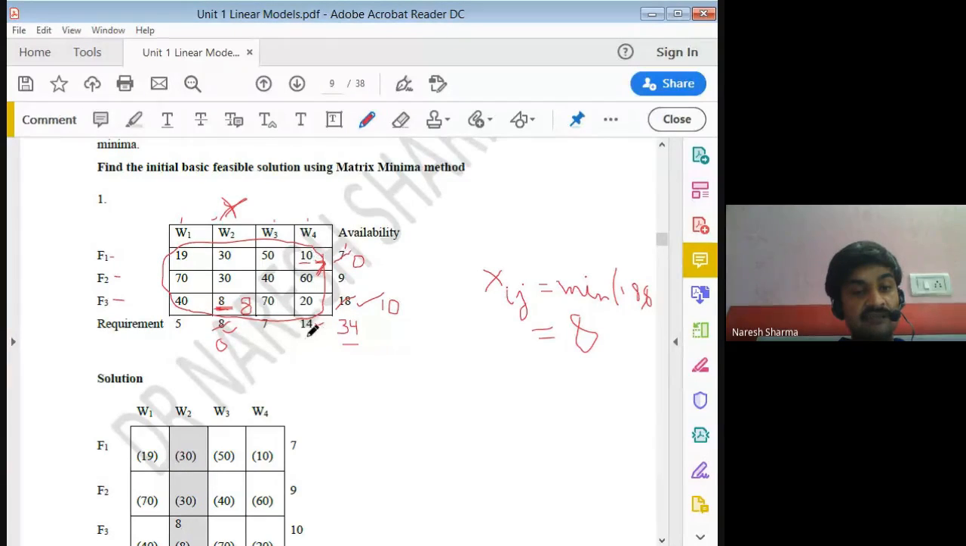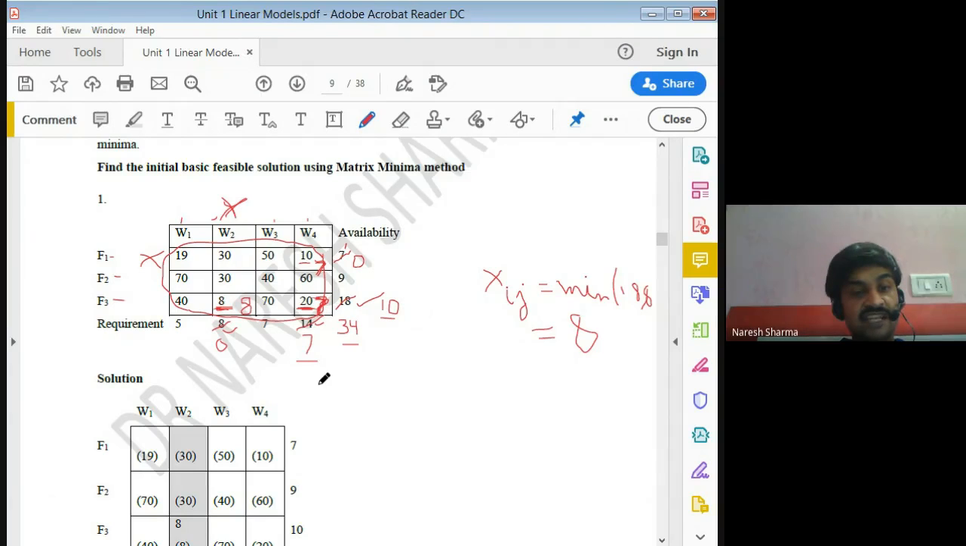Parallelly, we decrease the requirement from 14 to 7 by subtracting this 7 from the requirement. Now this is 0, so we cross this first row also. Now we are left with these two entries. So we choose the minimum value from the remaining ones. Among 70, 40, 40, 70, 60, 20, the 20 is minimum. So we select this 20. The corresponding requirement is 7, and the availability here is 10. So we choose the minimum, and we allocate here 7 units.